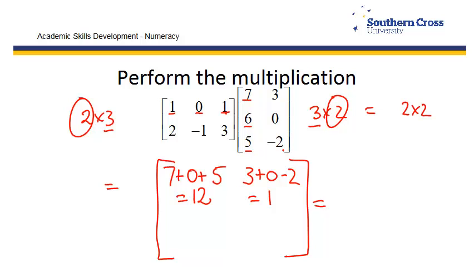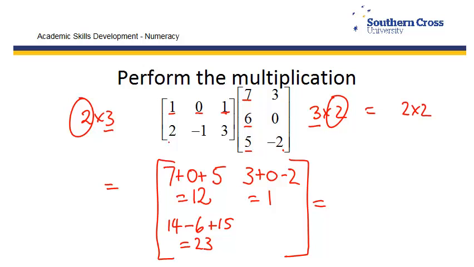Now we want to work out what number goes in row 2 and the first column. So that means we'll need to multiply the second row by the first column. So that's 2 times 7, which is 14. Then minus 1 times 6, which is take away 6. And 3 times 5 is 15, and that adds to 23.